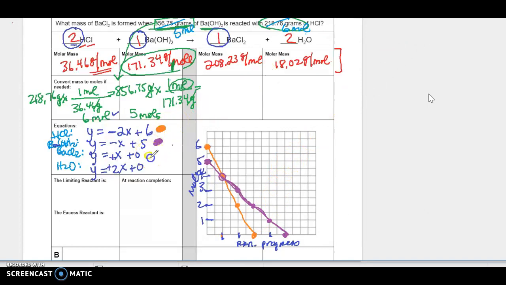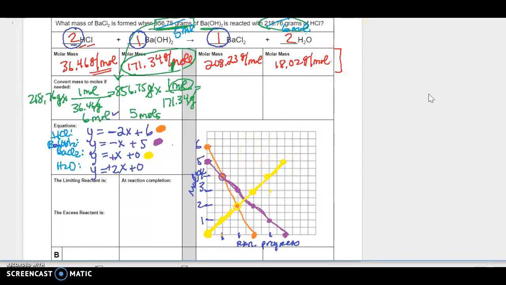Okay, let's see if yellow shows up. Okay, I'm gonna make the BaCl2 yellow. It's gonna start with nothing, and then every time the reaction goes, it's gonna go up by 1. The reaction goes up by 1, the reaction goes up by 1, the reaction goes up by 1, etc. Okay, so there's that one.